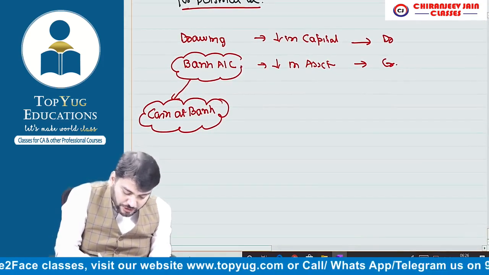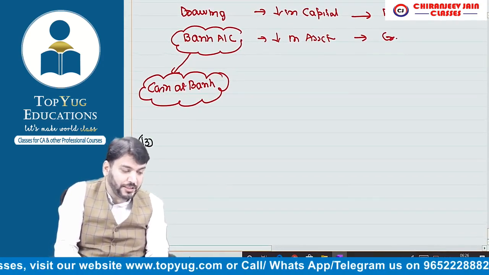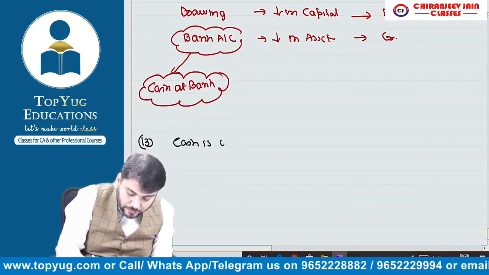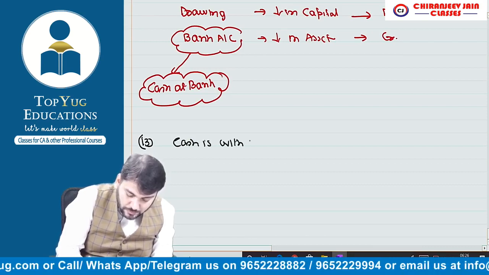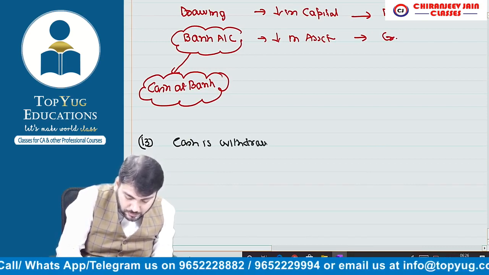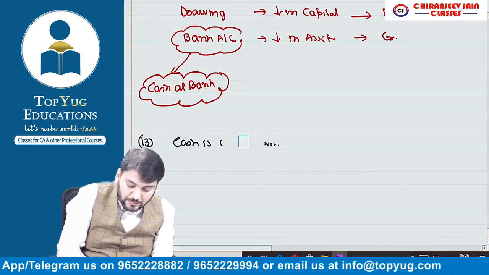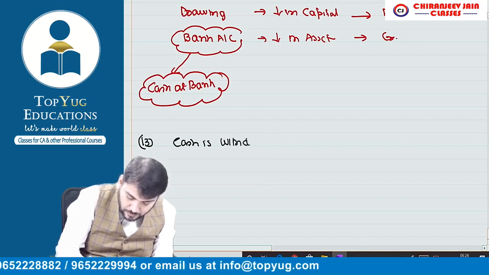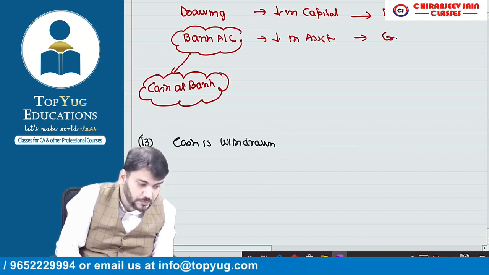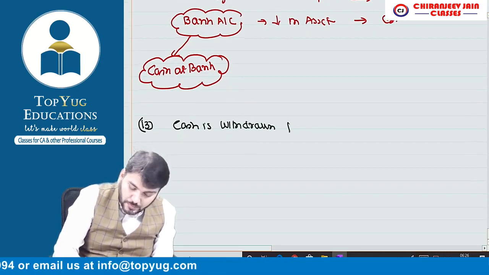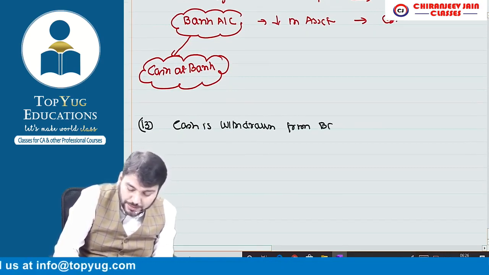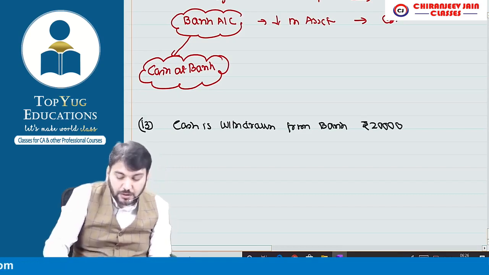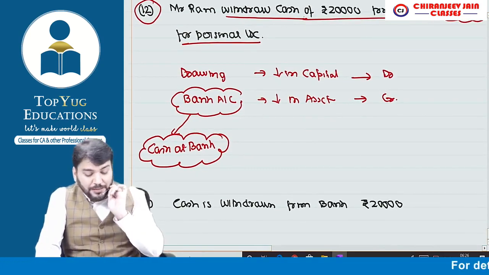Now I think the last question. Let's see what you are saying. Cash is withdrawn from bank, rupees 20,000. Correct. Now what is the difference between 12 and 13?